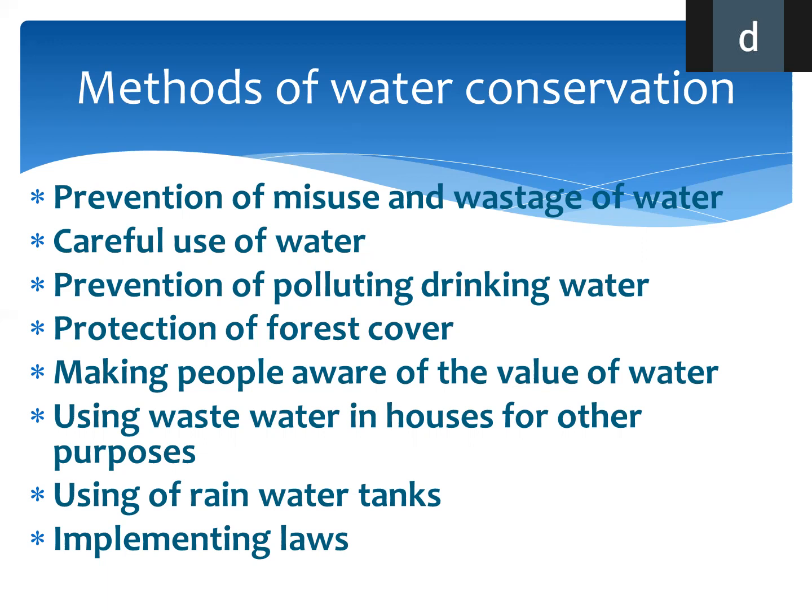Prevention of polluting drinking water. What are the ways? Not adding chemicals to the water, agricultural chemicals, industrial chemicals. Those are the ways of preventing the pollution of drinking water.